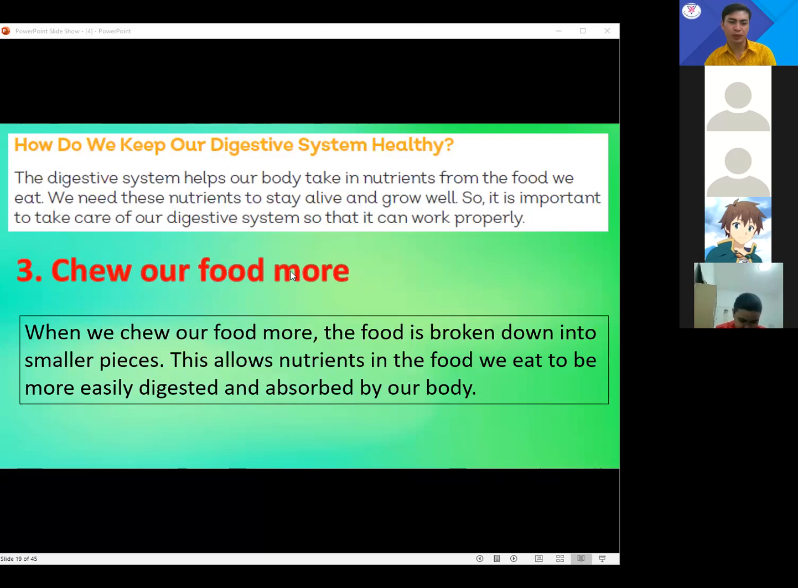Number three is chew our food more. Okay, so this is one of my problems because sometimes if I am very busy, when I eat, I just chew a little bit and then swallow, which is not good. We need to chew our food more. When we chew our food more, the food becomes very, very small and it is easily digested and absorbed by our body, okay? So we need to chew the food properly. Chewing the food properly is very, very important. This allows nutrients in the food we eat to be more easily digested and absorbed by our body, okay? So the work of our digestive system will become easier because we chew our food more, okay?